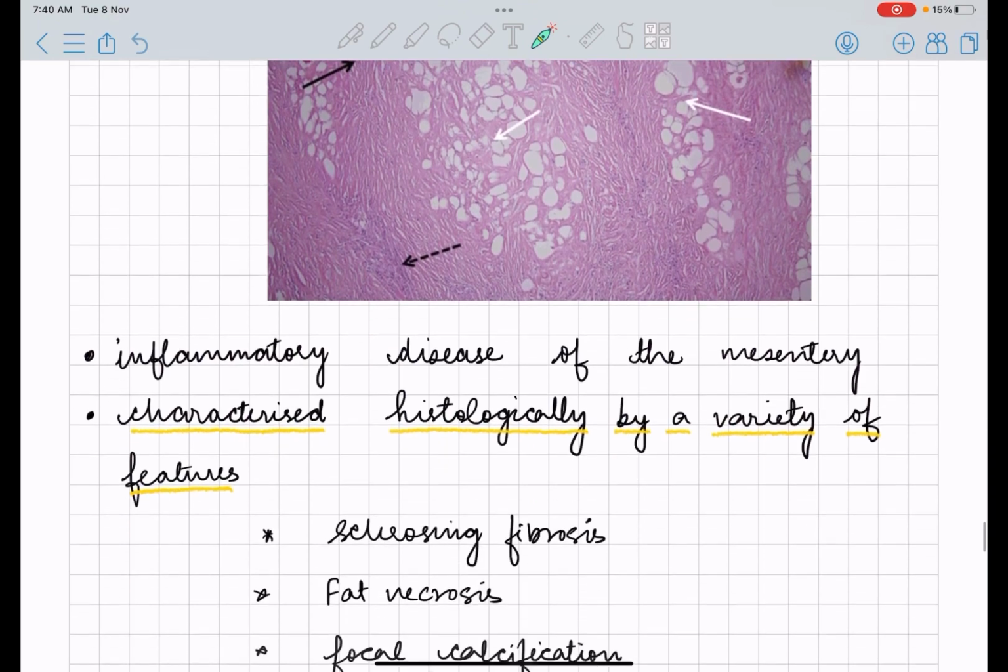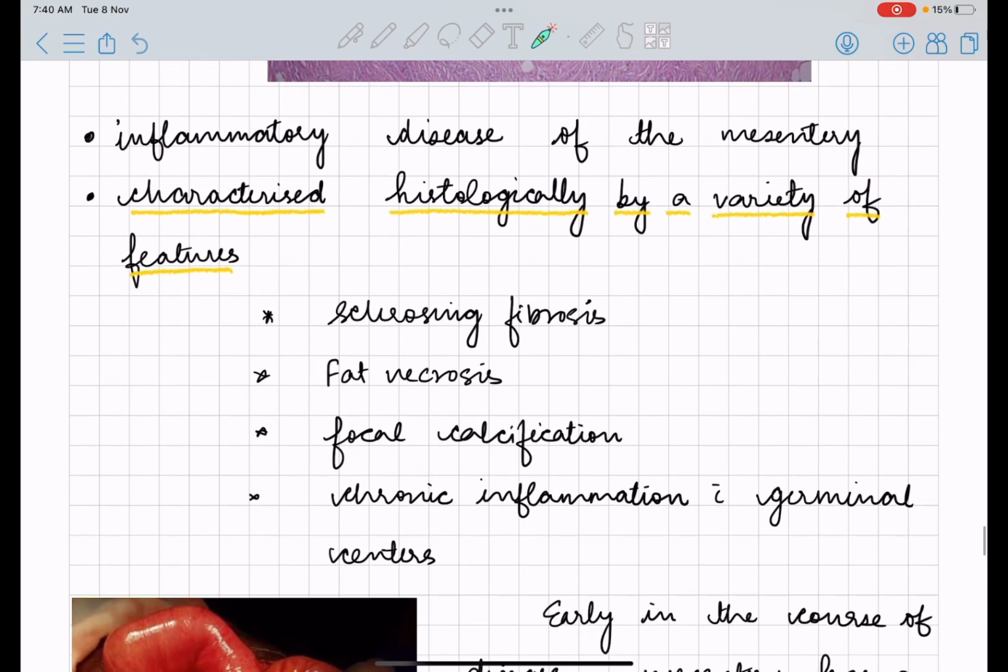Alright. So sclerosing mesenteritis is an inflammatory disease of the mesentery which is characterized histologically by a variety of features like sclerosing fibrosis, fat necrosis, focal calcification, chronic inflammation with germinal centers. Okay, so germinal centers also can form.